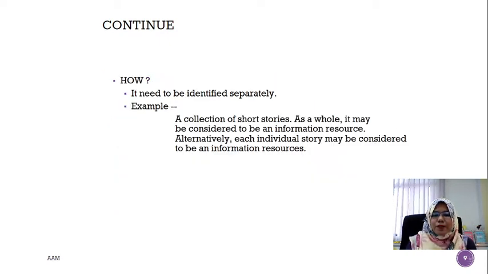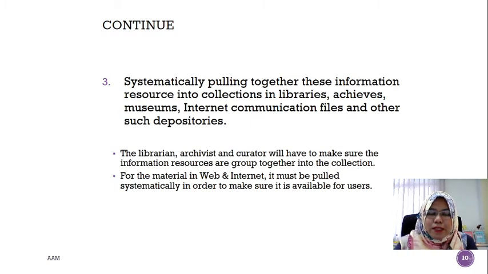For example, a collection of short stories as a whole may be considered to be an information resource. Alternatively, each individual story may be considered an information resource, because this is a group collection of short stories that may come from different authors, different creators. So that's why they should be classified, either under one person or by the group.